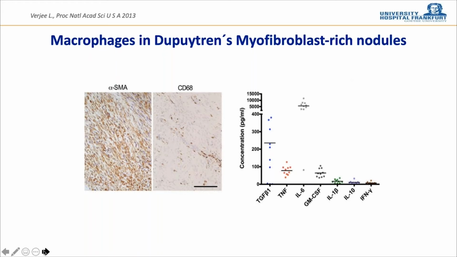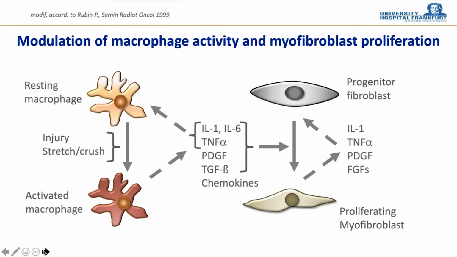As given in the picture, macrophages characterized by surface CD68 expression are localized in alpha smooth muscle actin positive myofibroblast nodules, and their localization correlates with an increased detection of cytokines like TGF-beta 1 and pro-inflammatory interleukin-6 in nodal tissue. On a mechanistic level, resting macrophages are activated, for instance, by injury or stretch, and in turn secrete elevated levels of a variety of cytokines, including interleukins, chemokines, and TGF-beta.